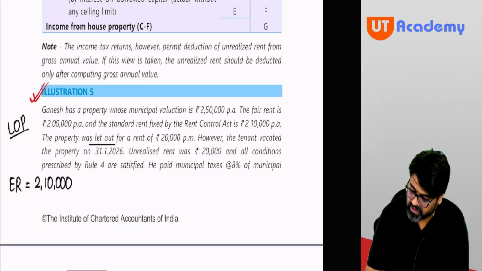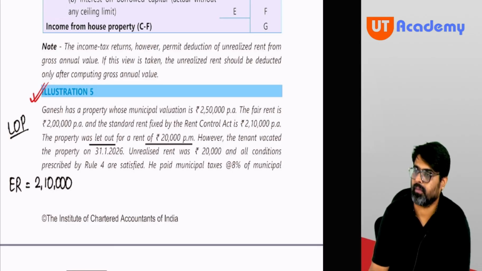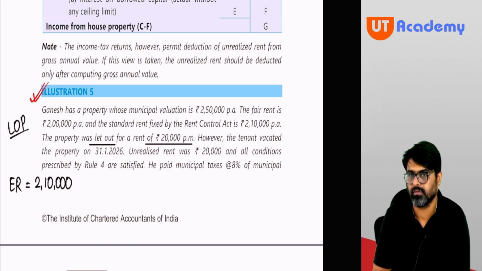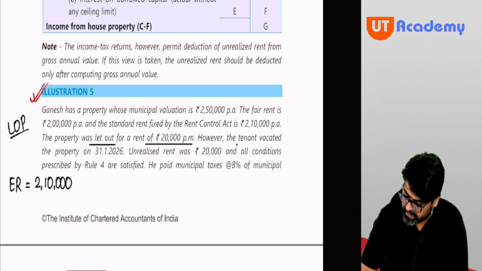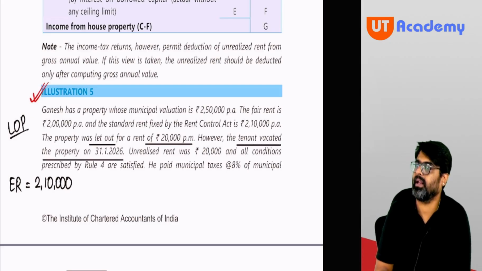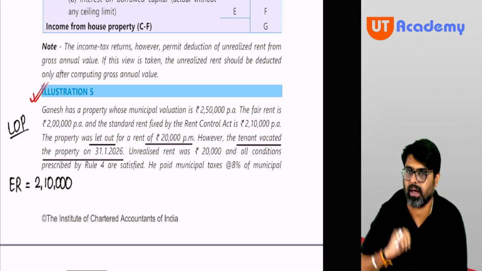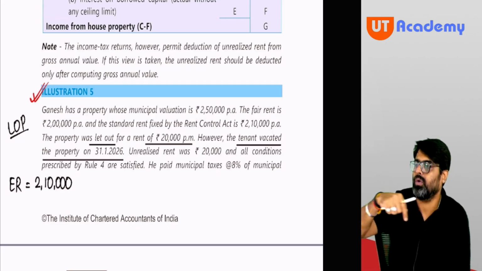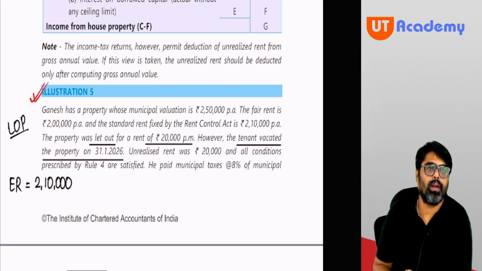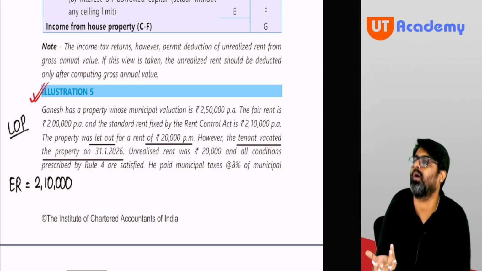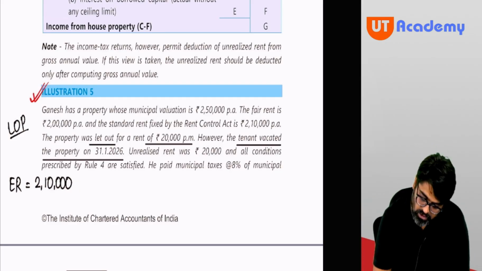Now it was let out for a monthly rent of 20,000 per month. So monthly rent 20,000 multiplied by how many months? 10 months. Why? Because the tenant vacated the property on 31st January 2026, meaning that the property is vacant for February and March. It could not be let out for February or March. So from April to January, 10 months, the property was let out. So the rent for the let out period will be 20,000 into 10 months. So your actual rent will be 2 lakhs.